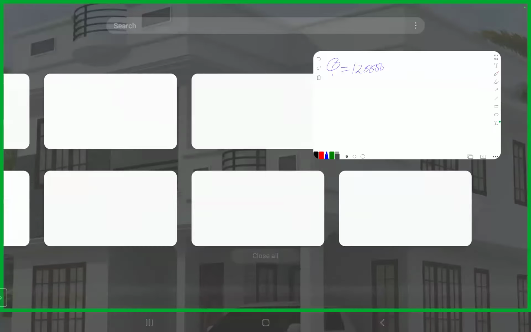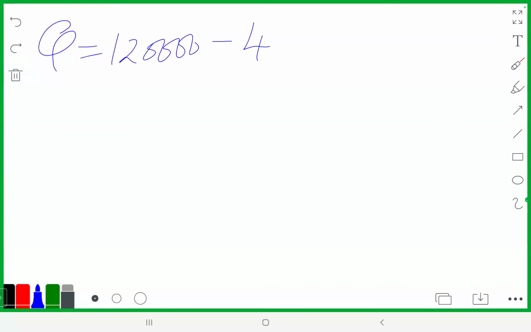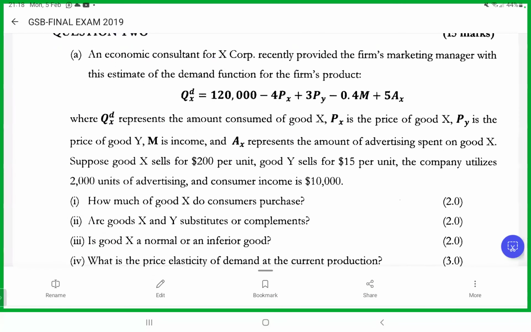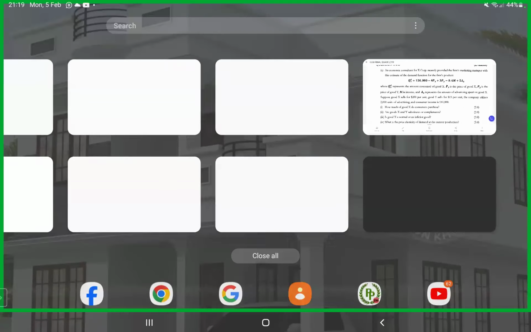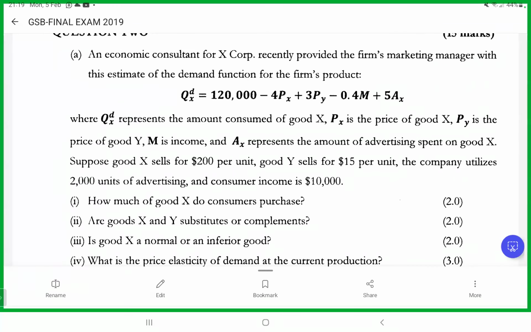So let's just say Q is 120,000 minus 4PX, plus 3PY, minus 0.4M, plus 5AX. Right, that's what we have.